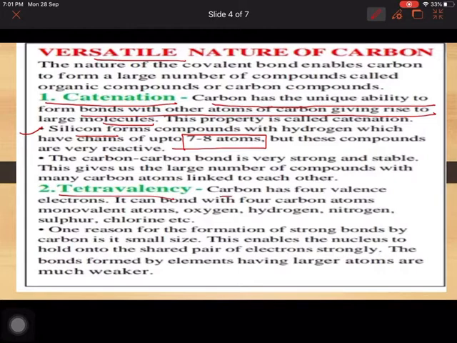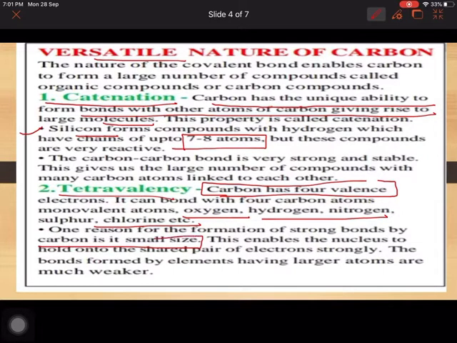Second is tetravalency. The presence of 4 valence electrons allows carbon to combine with any number of atoms like monovalent oxygen, hydrogen, nitrogen, etc., which helps to form a large number of compounds. Also, the small size of carbon helps it to form strong bonds because the nucleus is able to hold the shared pair of electrons strongly, which is not possible in large atoms. So these properties help in the versatile nature of carbon.